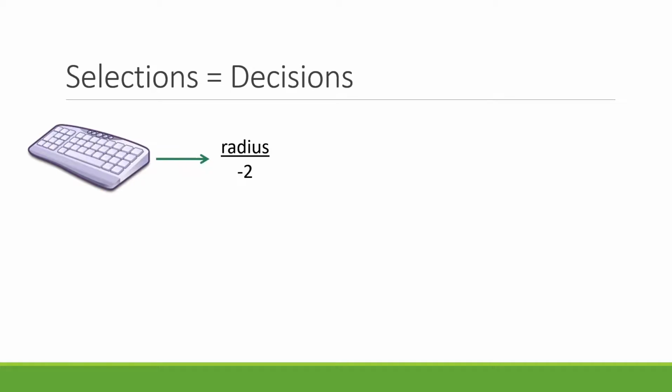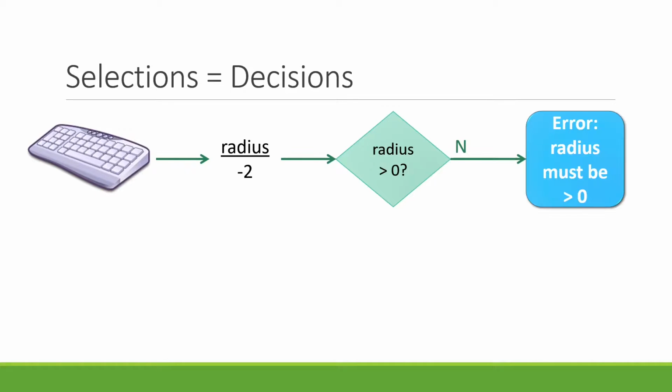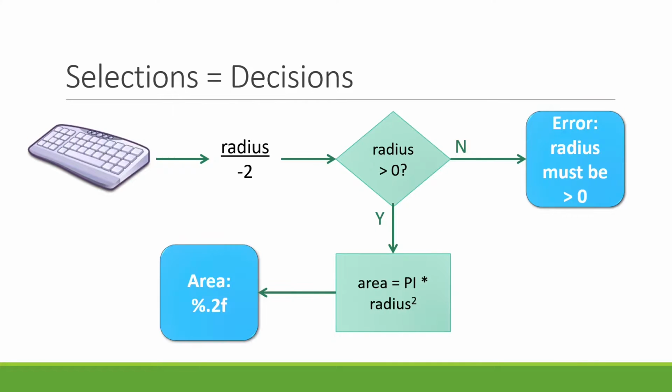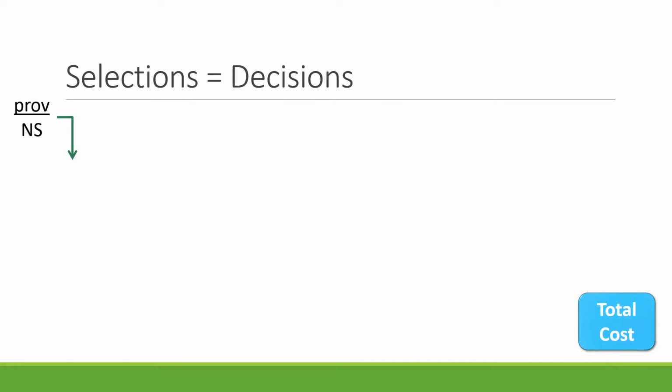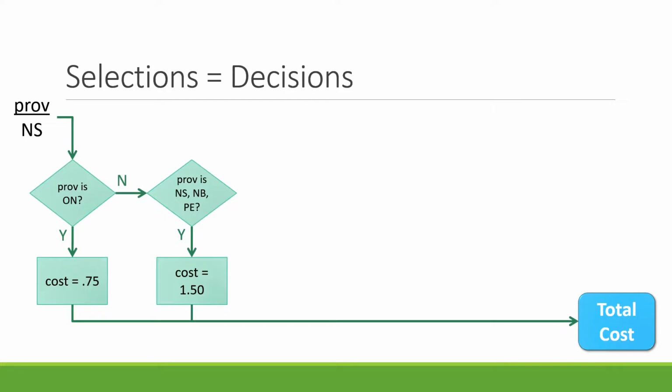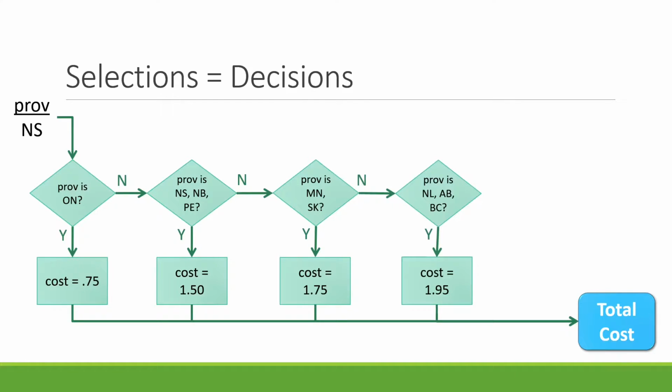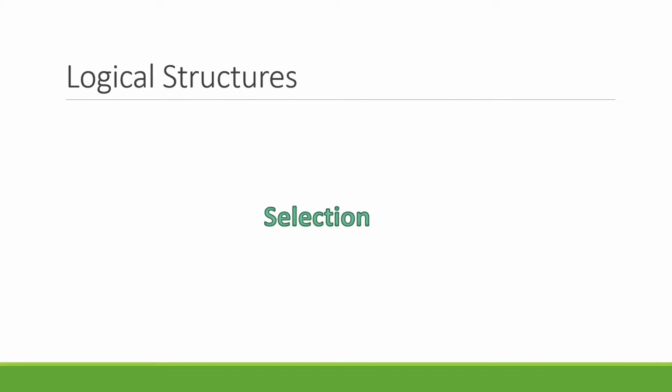For example, you might want your code to check the value of a circle's radius to make sure it's not 0 or negative so you can use it to calculate the circle's area. Or you might need to assign the shipping cost based on what province a shipment is going to. These kinds of things can be done with selection statements, which we also call if statements because they use the Java keyword if.